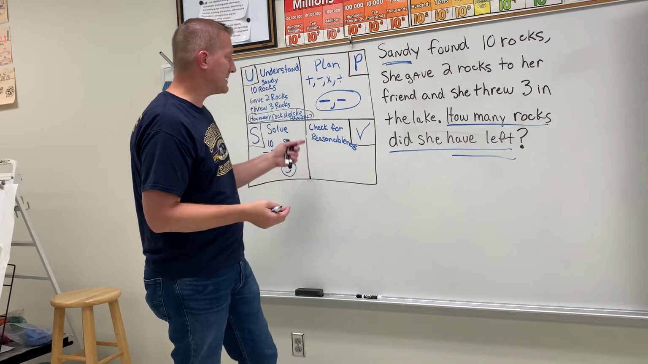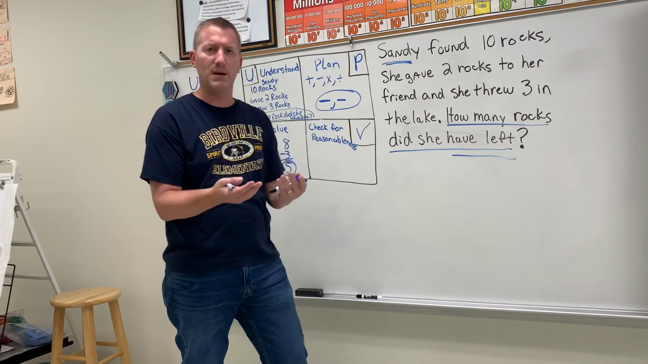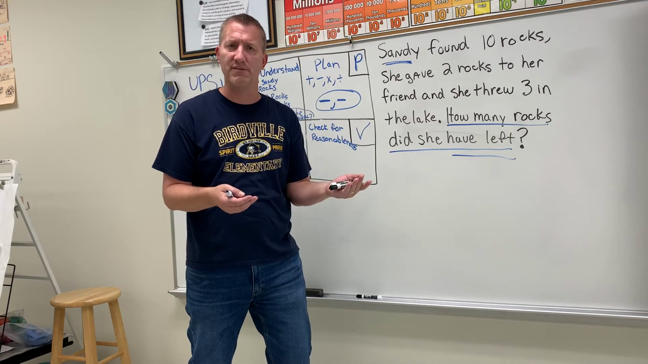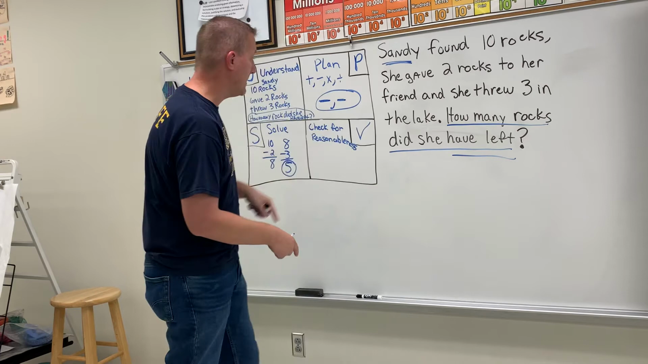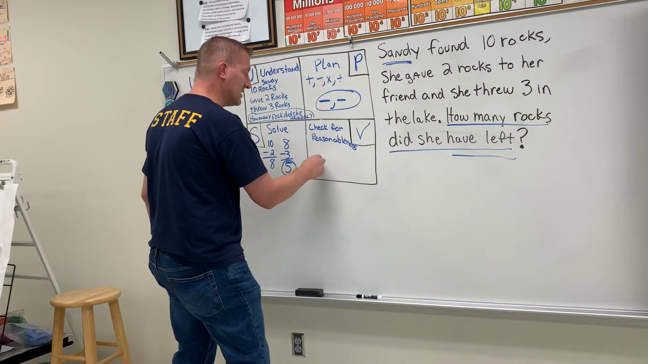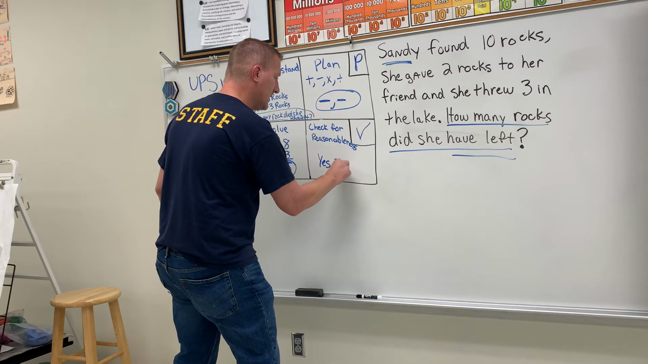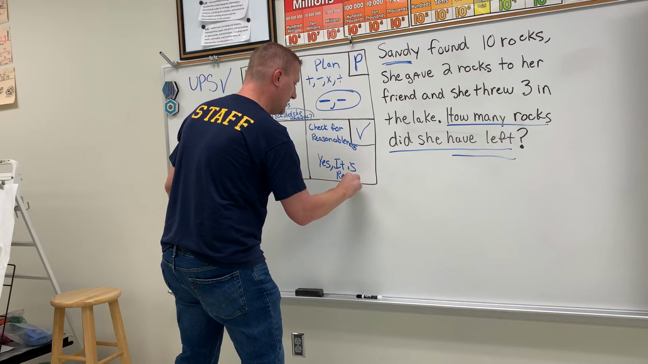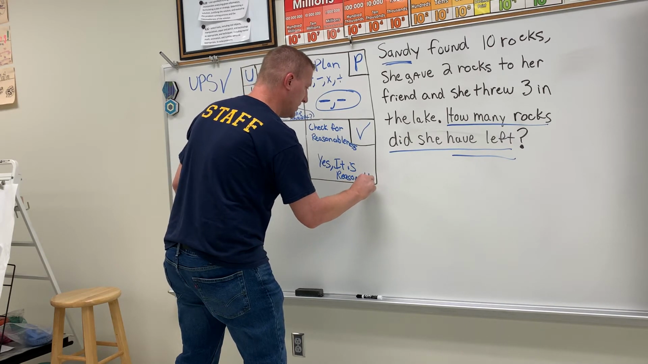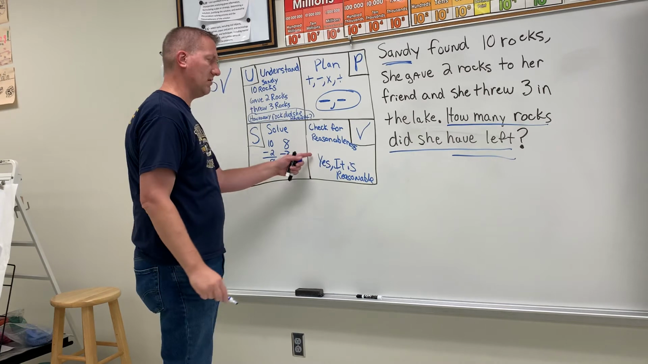It wouldn't make sense that we ended up with more rocks than we started off with. That doesn't make sense. So it would be a clue to go back. But 5 is reasonable, so I would say yes, it's reasonable.